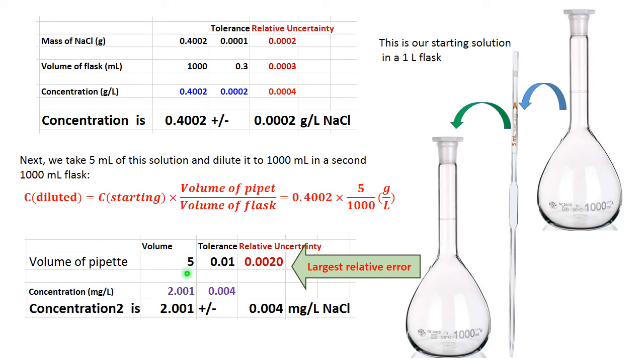Now, here are my results. Of course, the concentration will be very close to 2. Now, what about uncertainties? Tolerance of the 5 mil pipette is 0.001, so relative uncertainty is 0.002. Now, it's 5 times larger than the relative uncertainty we had before. This is by far the largest relative error, the bottleneck of our project.